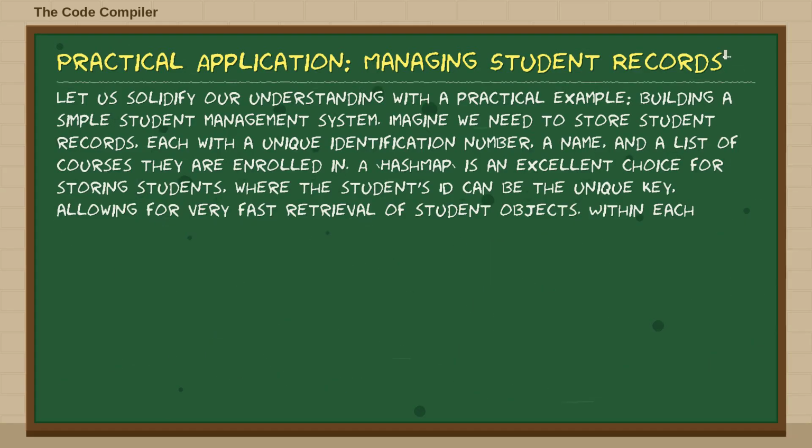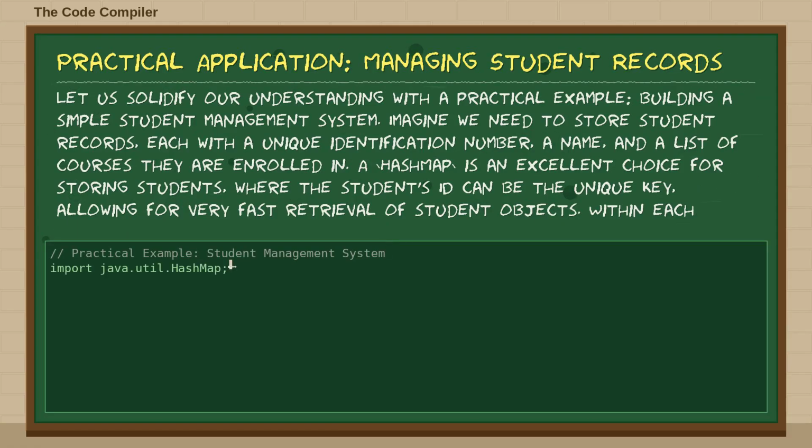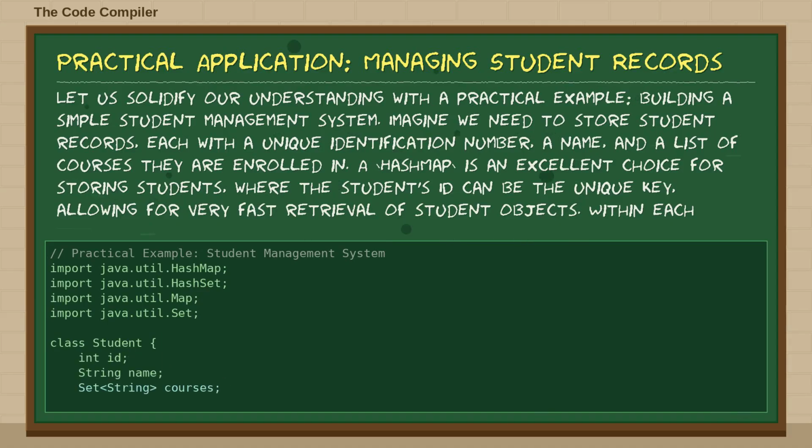Within each student object, we can use a HashSet to store their enrolled courses, ensuring that each student is enrolled in a course only once, thanks to the set's uniqueness property. We will demonstrate how to add students, enroll them in courses, and then iterate through our student database to display all the information. This example showcases how different collection types can be combined effectively to solve real-world problems.